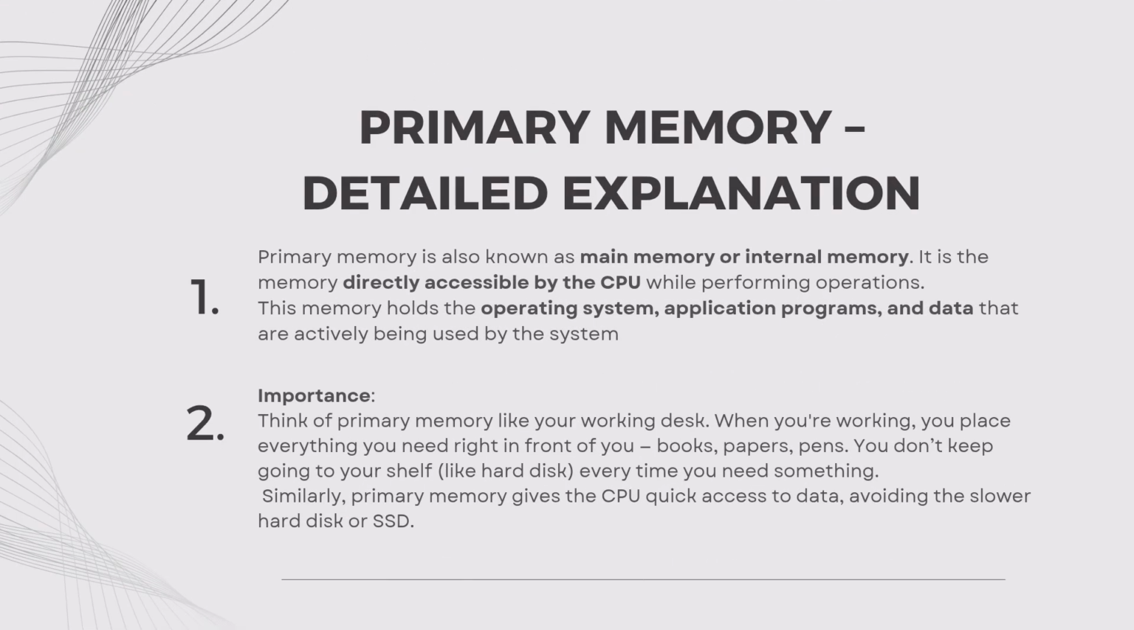Primary memory detail explanation. Primary memory is also known as main memory or internal memory. It is the memory directly accessible by the CPU while performing operations. This memory holds the operating system, application programs, and data that are actively being used by the system.